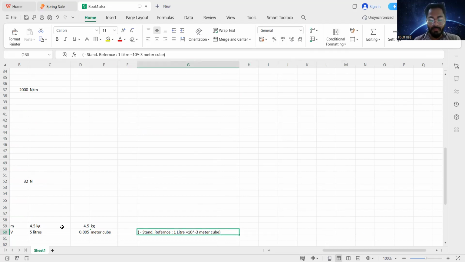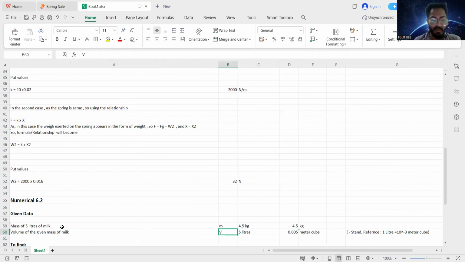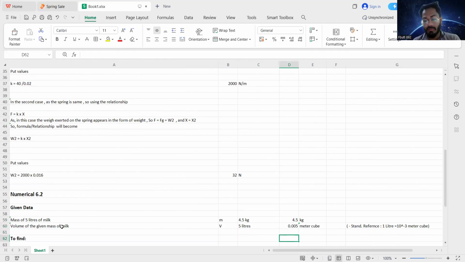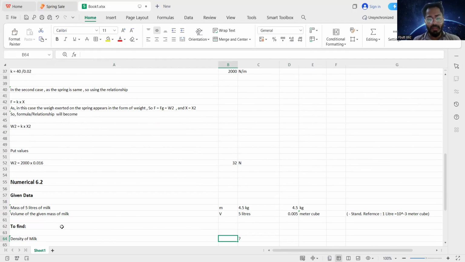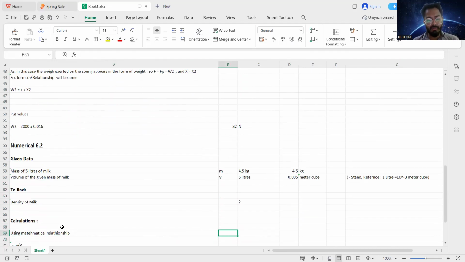So I have written a standard reference, and by substituting the value of 1 liter in 5 liters, the 5 liters will be converted into cubic meters, which is 0.005 meter cube, or 5 multiplied by 10 to the minus 3 meter cube. So I have to calculate the value of density of milk. The density of milk is, I have to write a symbol, which is rho.